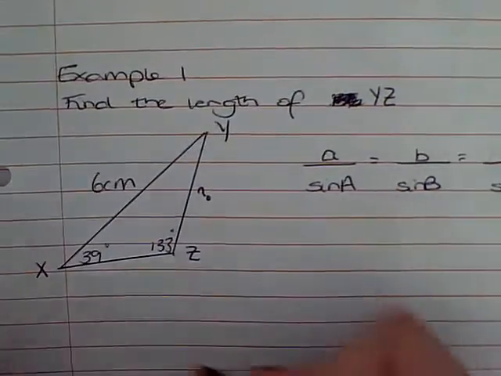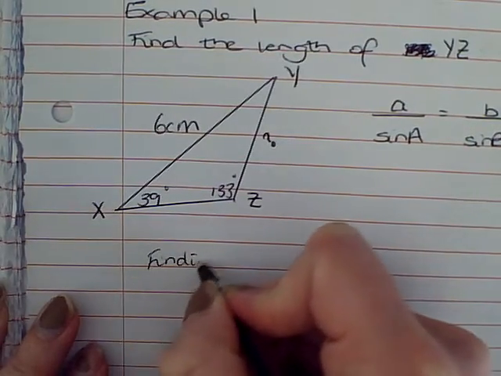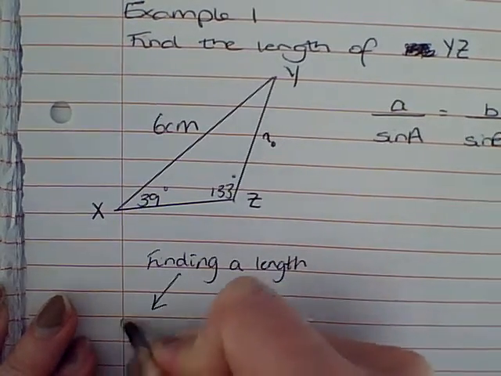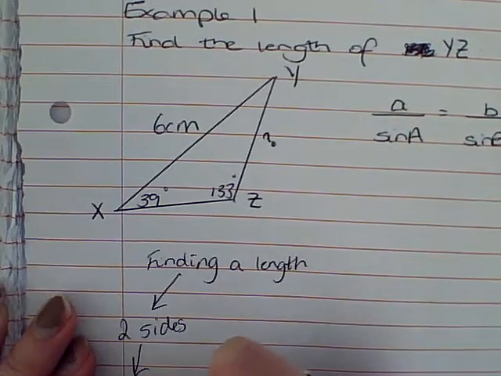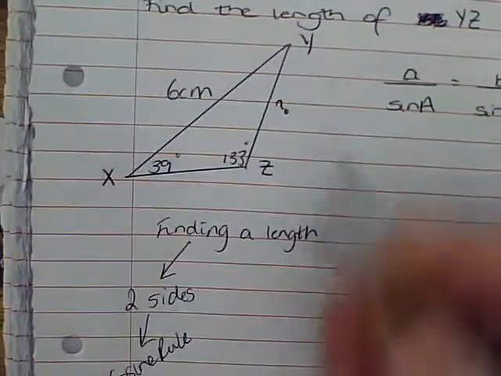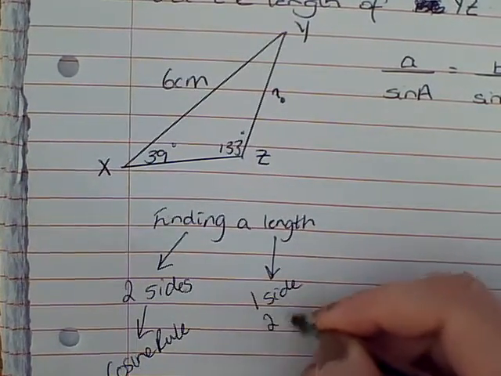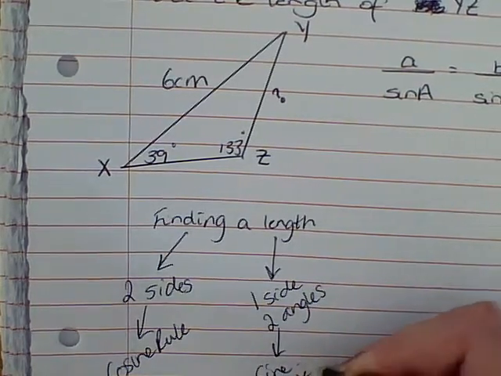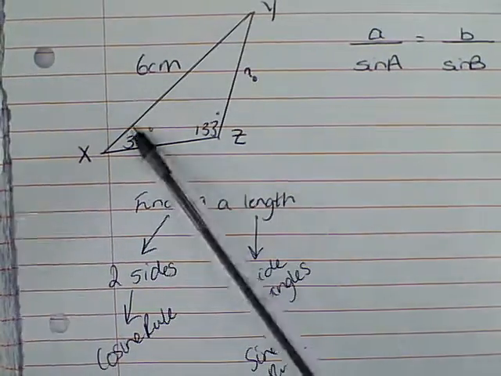Okay, so if you are finding a length, two sides you have to have for the cosine rule. Okay, whereas for the sine rule you only need one side, but you need two angles, and that's when we use the sine rule. Okay, so we're finding a length, we only know one side, so we're going for the sine rule. And here we are here.